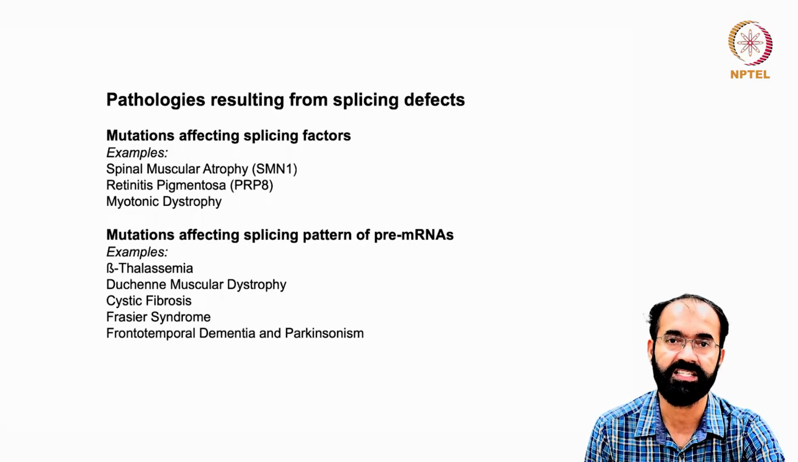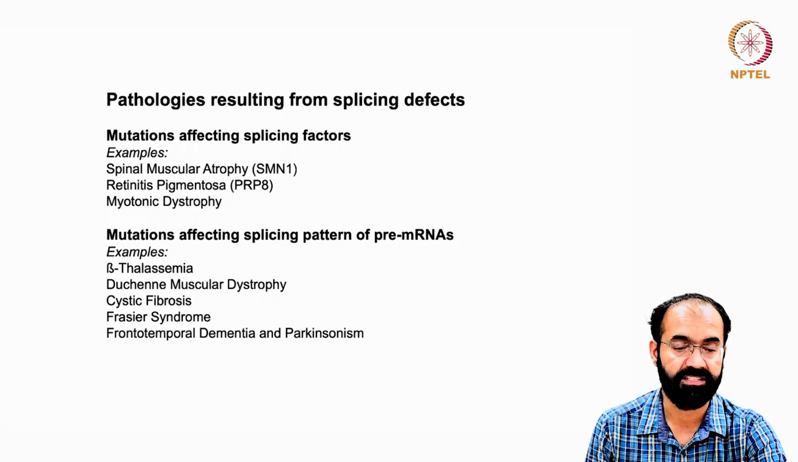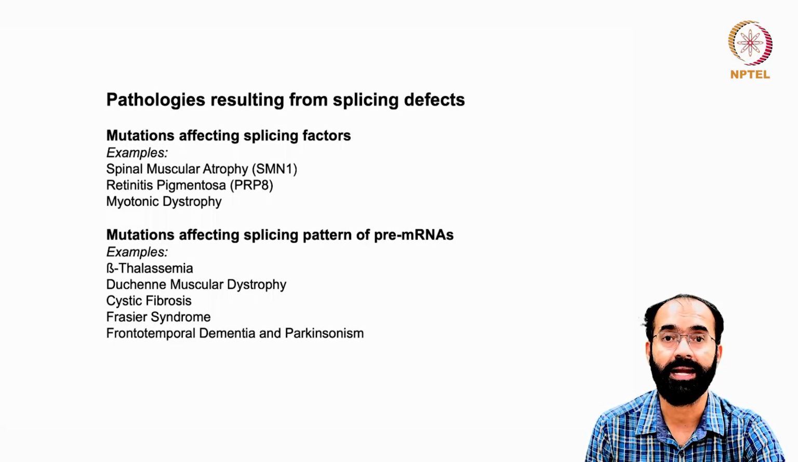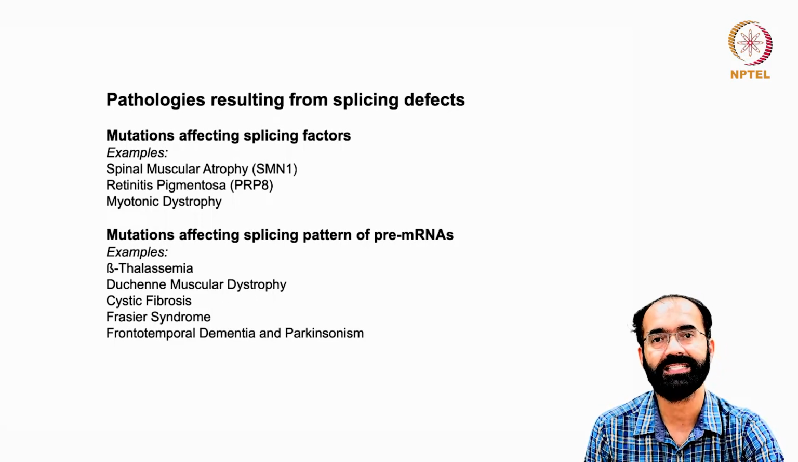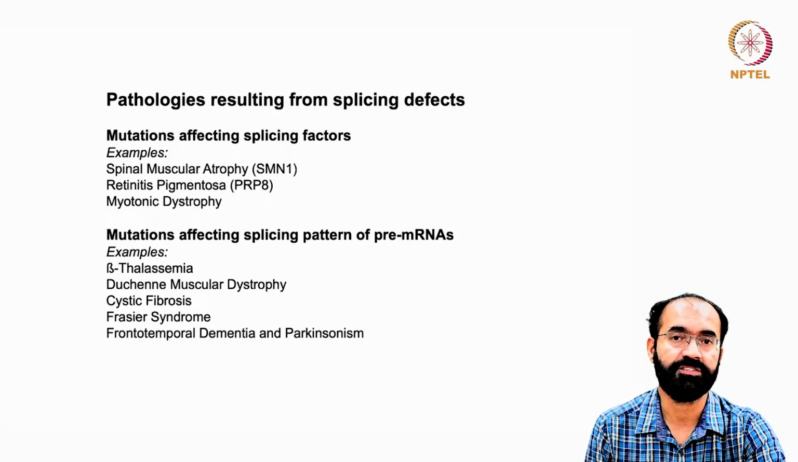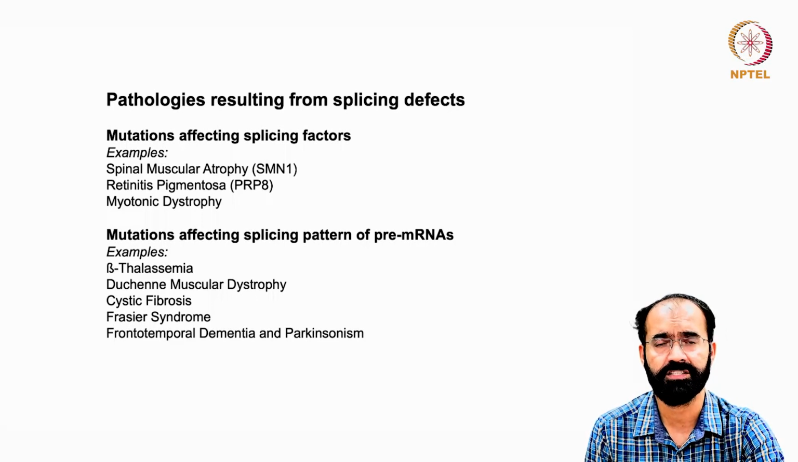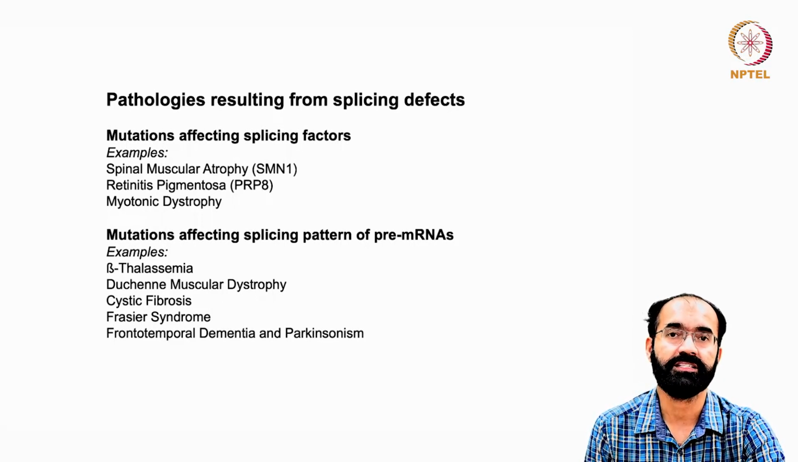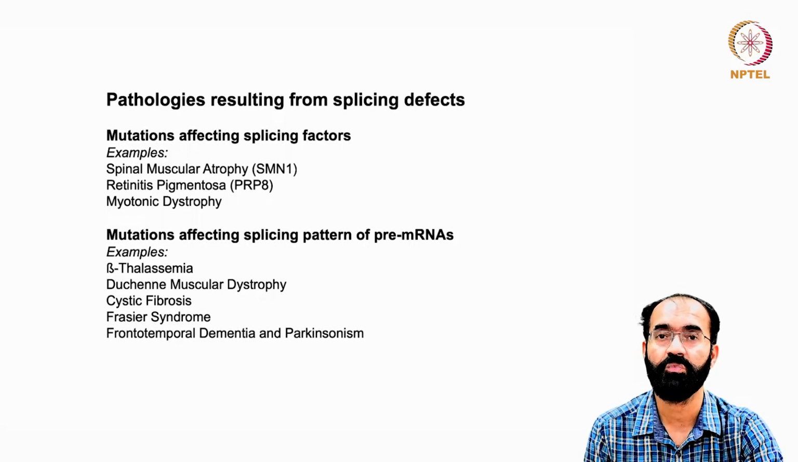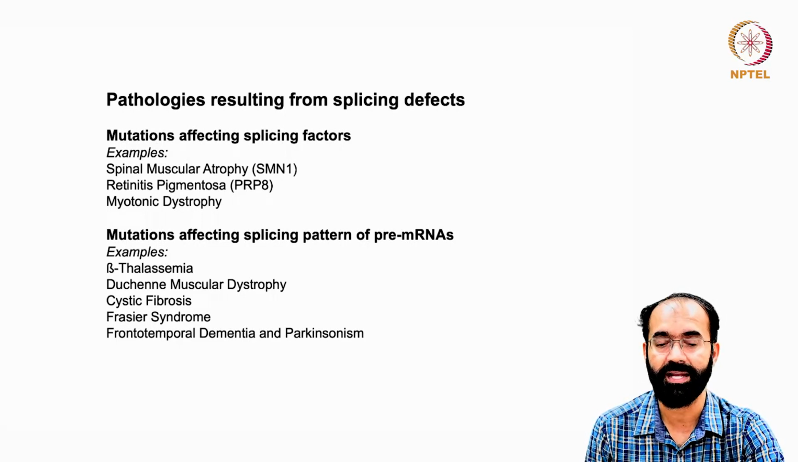Examples of these diseases include beta thalassemia, Duchenne muscular dystrophy, cystic fibrosis, Frasier syndrome, frontotemporal dementia, and Parkinsonism. Many times some of them affect a specific gender, like Duchenne muscular dystrophy. These are X-linked genes that mainly affect males, because males have only one X chromosome. So these are the main reasons.